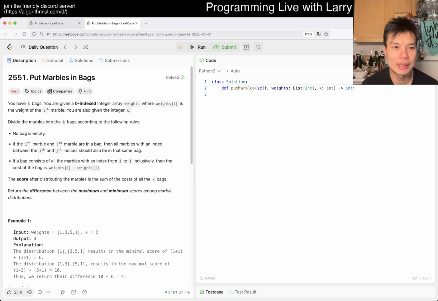Okay, let's take a look at today's problem. We have 2551, Put Marbles in Bags. All right, let's do it. You have k bags. You're given a 0-indexed integer array weights, where weights[i] is the weight of the ith marble. You're also given the integer k. Divide the marbles into k bags according to the following rules. No bag is empty. Okay.